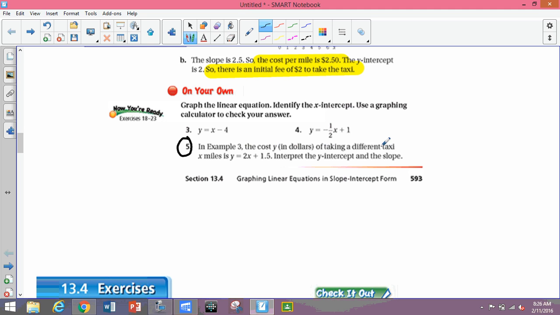Y in dollars for taking a different taxi X miles is y equals 2x plus 1.5. What does that mean? That means it's going to be $2 per mile. I want to make sure you understand how to put it in the context of the problem, and that it's an initial charge of $2.50. A lot of times things like that get put into decimals because of money, but when you're doing slope, it cannot be a decimal. It needs to be an improper fraction.